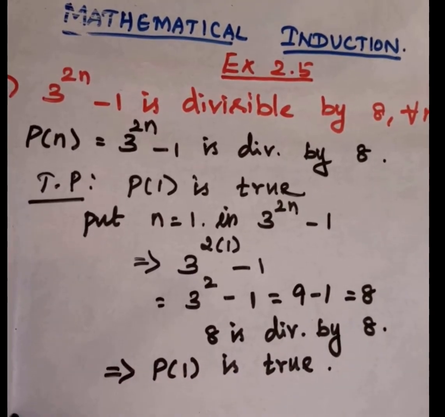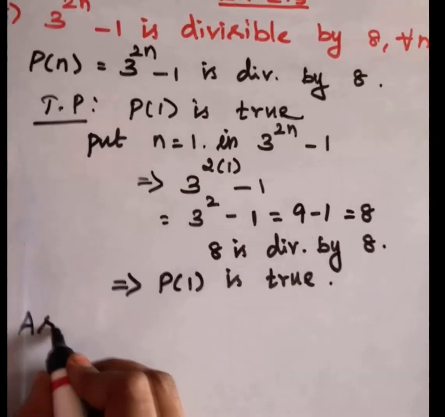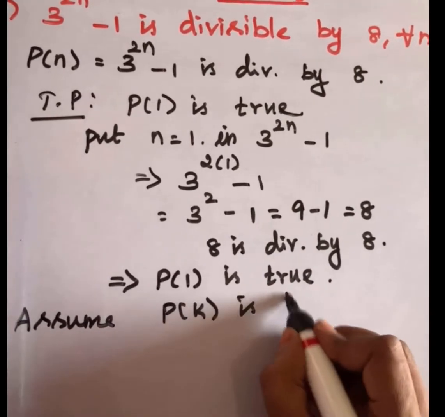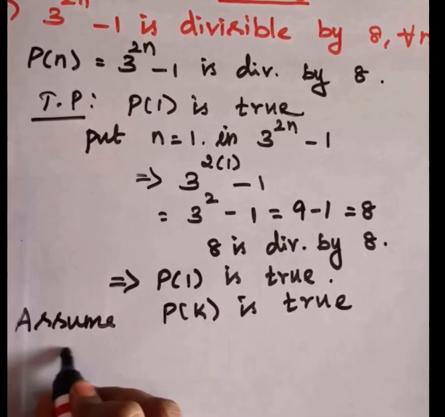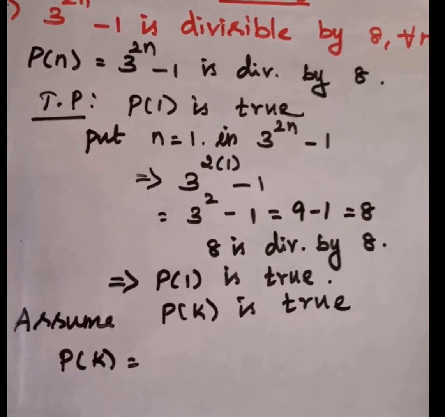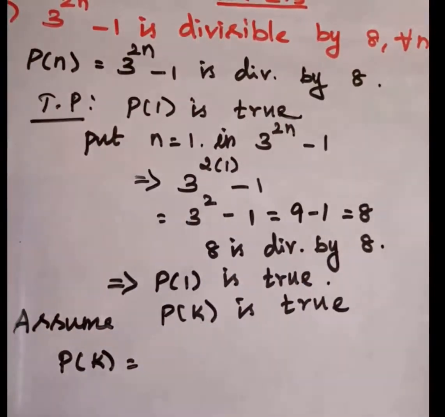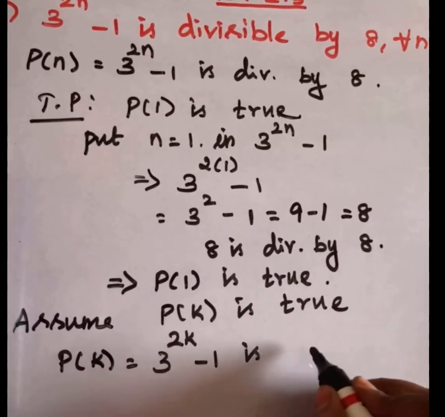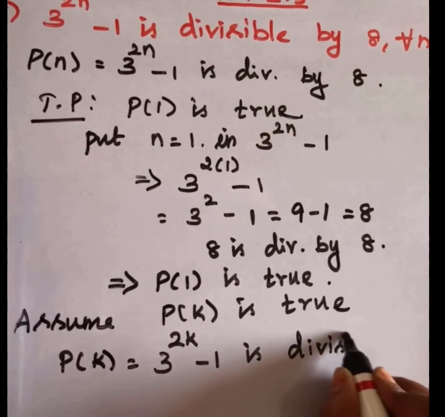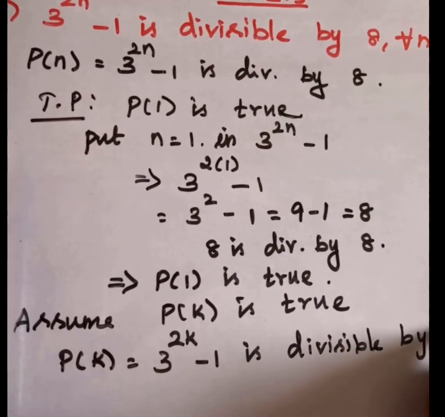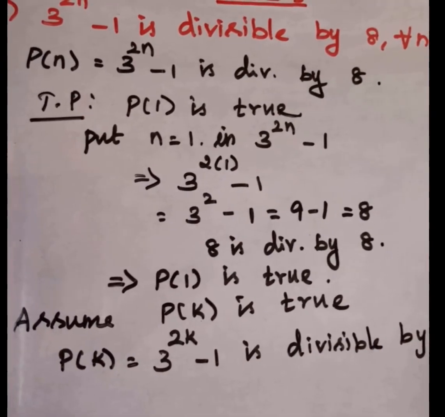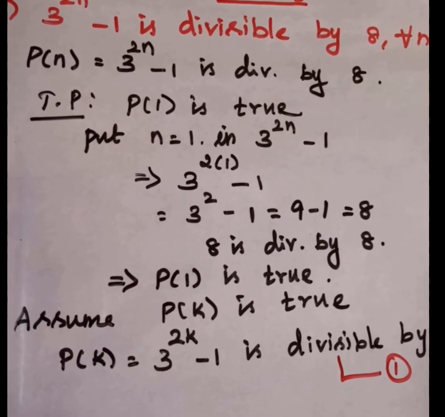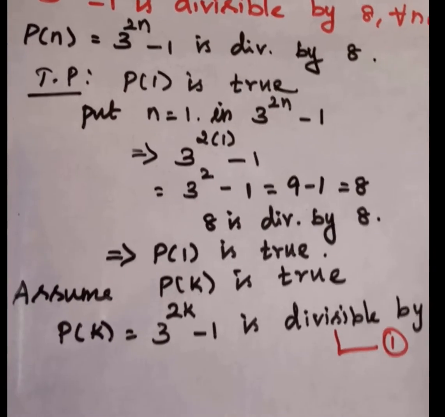What is our next step? You have to assume P of k is true. What is our P of k? Instead of n, you have to substitute k in P of n. So, 3 power 2k minus 1 is divisible by 8, and it is our P of k, and I take it as our equation 1. Okay. Now, we have to prove P of k plus 1 is true.